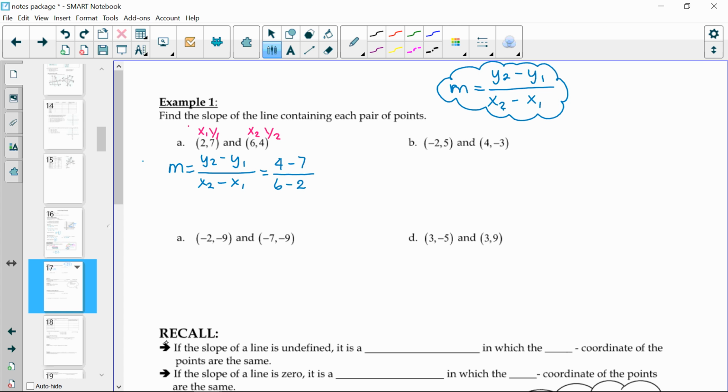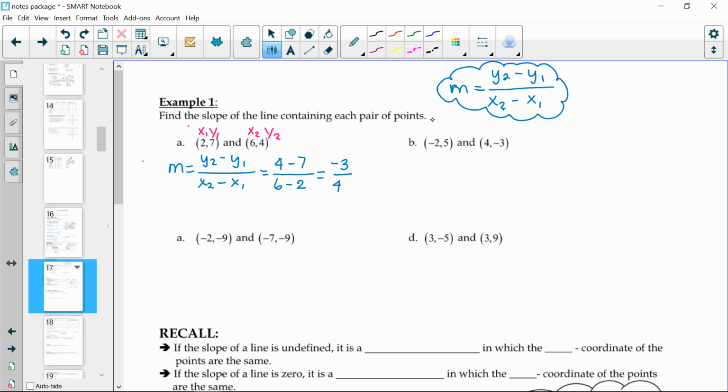Okay. So from here, all we're going to do is calculate 4 take away 7, that gives me -3. 6 take away 2, that gives me 4. So my slope is -3 over 4. So let's try the next one, B.